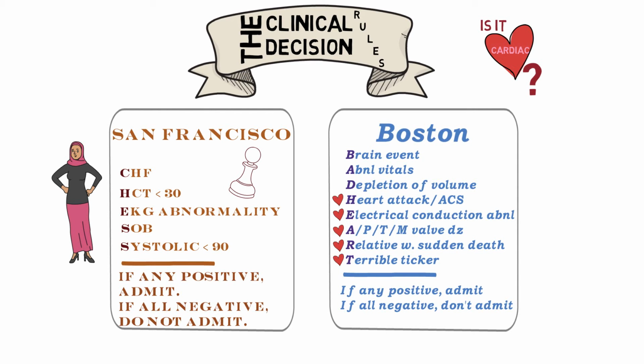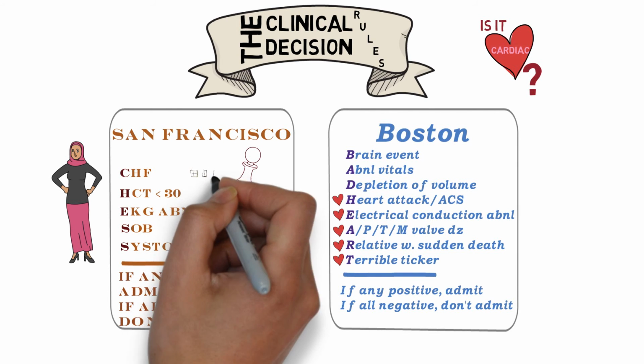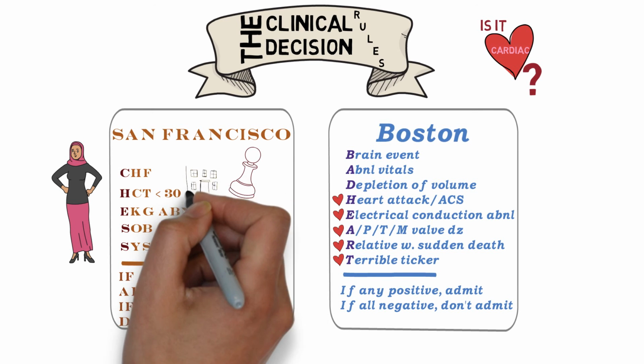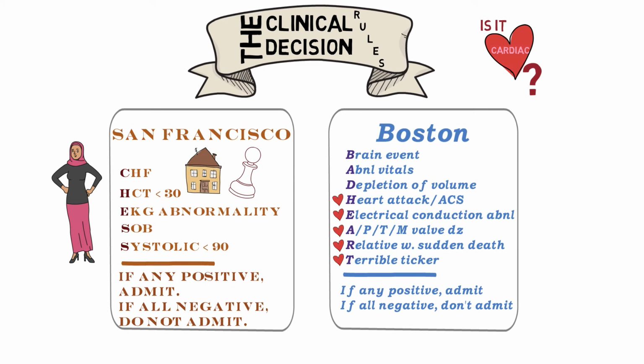By the San Francisco criteria, would you admit her? No. She's otherwise healthy, normal labs and EKG. None of the criteria are met. The San Francisco rules suggest you could feel comfortable letting her go home.